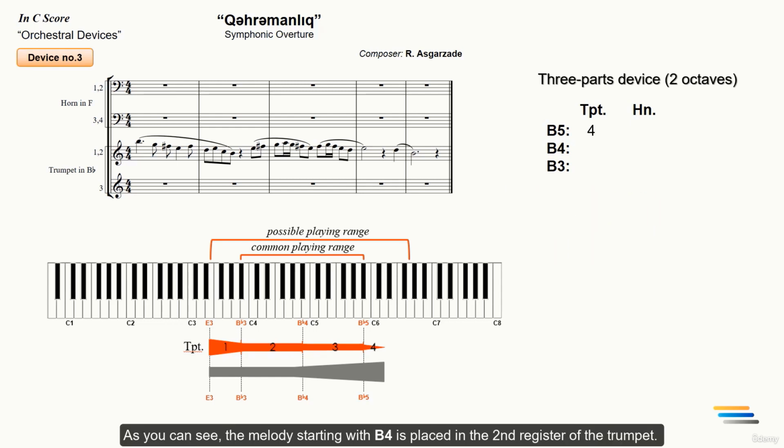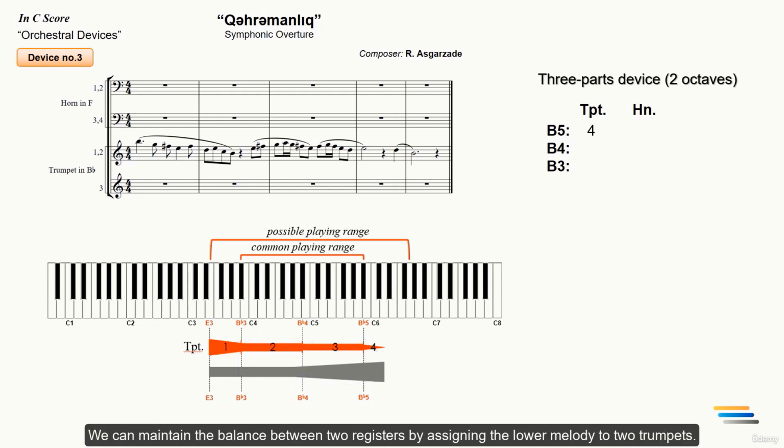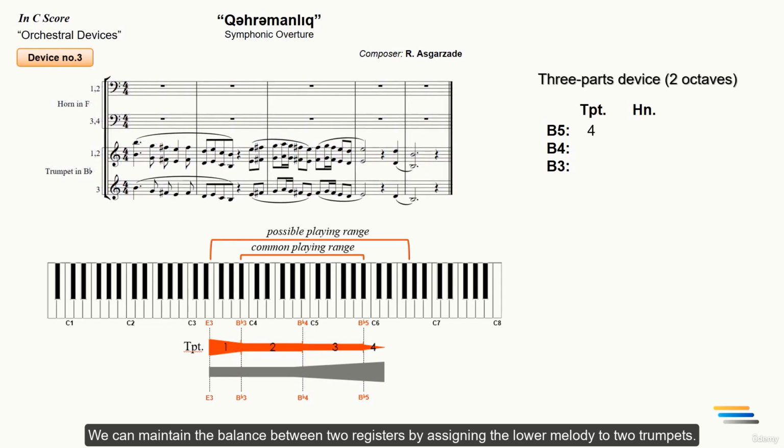As you can see, the melody starting with B4 is placed in the second register of the trumpet. This register has medium power and is not as strong as the third register. We can maintain the balance between the 2 registers by assigning the lower melody to 2 trumpets. It is not necessary to do this, but I want to strengthen the weak register against the strong one. Thus, this register can be indicated with the number 4 since it has gained power.